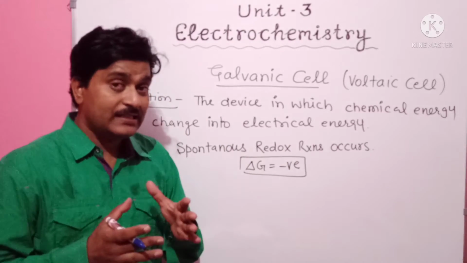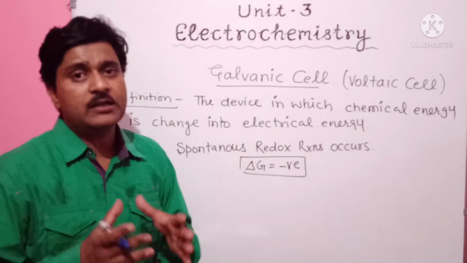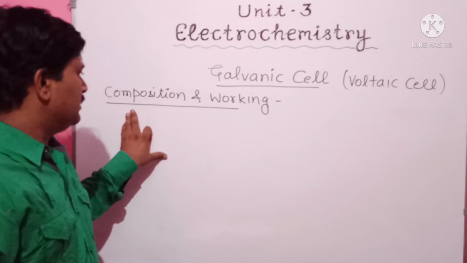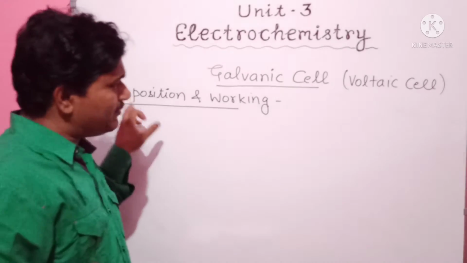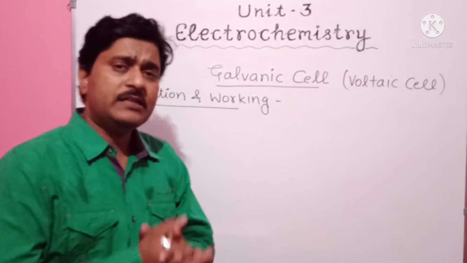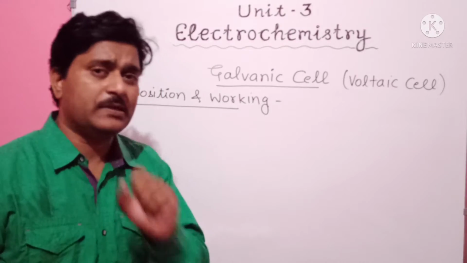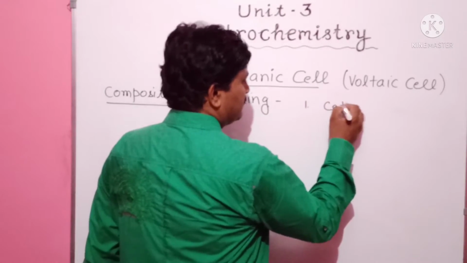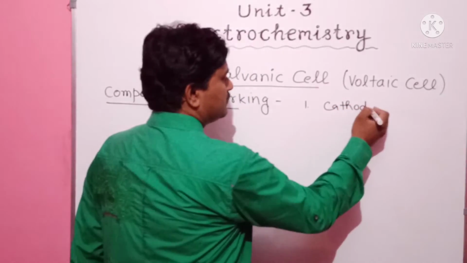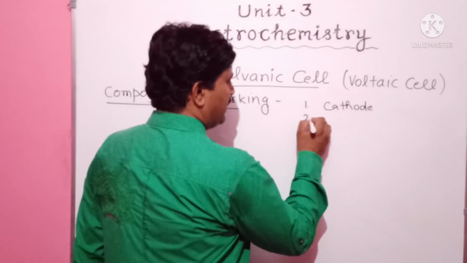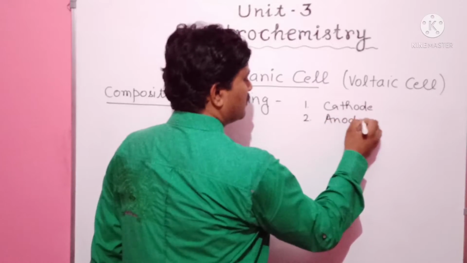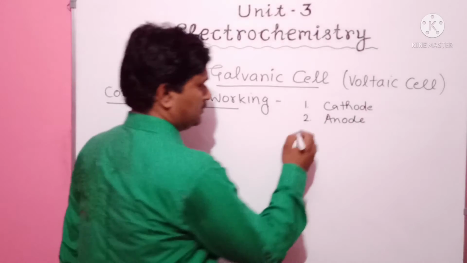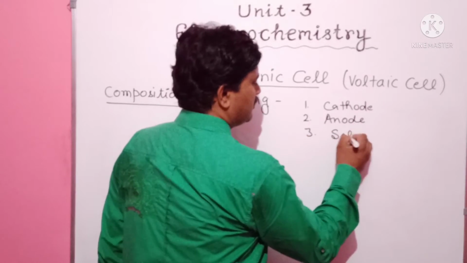Now let us see the composition and working of the galvanic cell. First of all, we are going to discuss the composition of the galvanic cell. A galvanic cell is composed of three parts: one is the cathode, another is the anode, and the third one is the salt bridge.